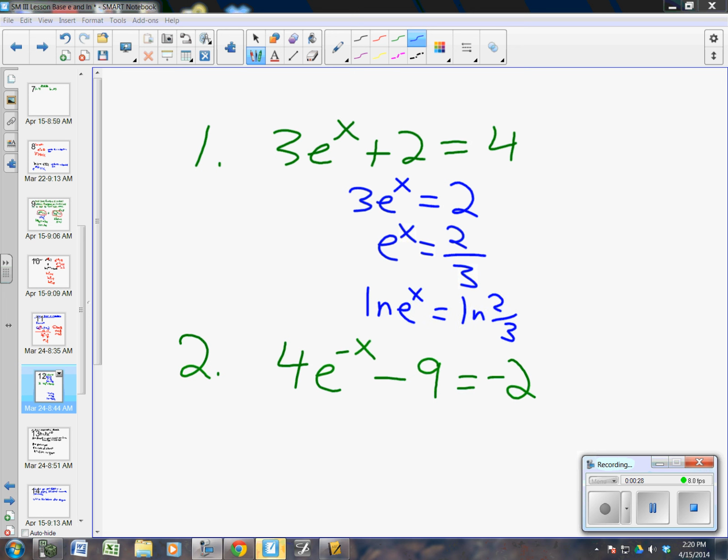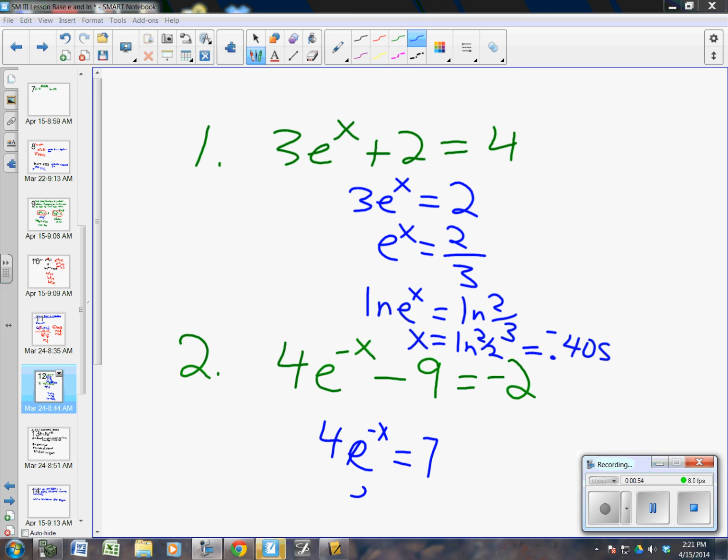And remember, ln e of x is x. So you're just finding the ln of 2/3. What did you guys get for that one about? Say it really loud. 0.405. Okay? We'll just leave it at that. Negative 0.405? Okay.